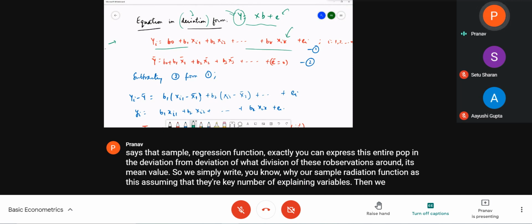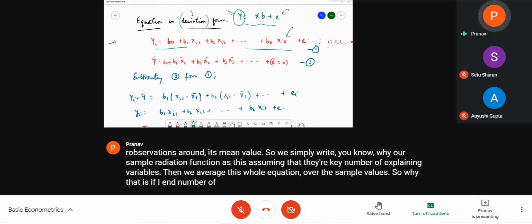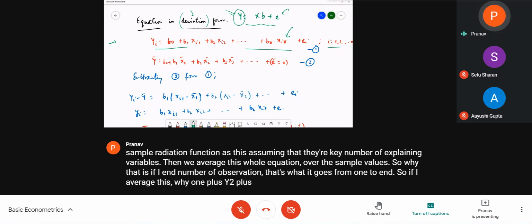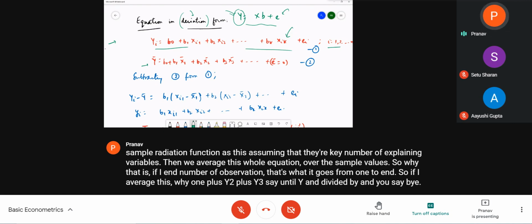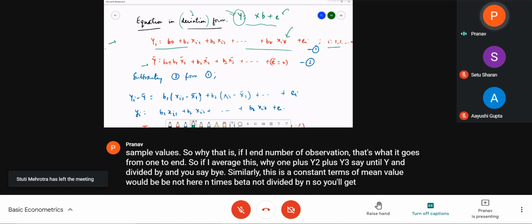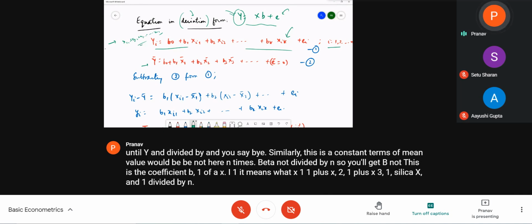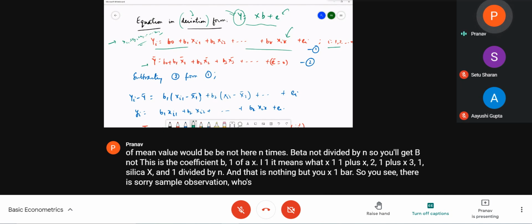Then we average this whole equation over the sample values. If I have n observations, i goes from 1 to n. So if I average y1 plus y2 plus y3 and so on till yn divided by n, it gives me y bar. Similarly, this is a constant term, so its mean value will be b naught: n times b naught divided by n gives b naught. This is the coefficient b1. Now this is xi1. It means x11 plus x21 plus x31 till xn1 divided by n, and that is nothing but x1 bar. In the same way I averaged out all the sample observations. So I get this equation. I call it 1, I call it 2.